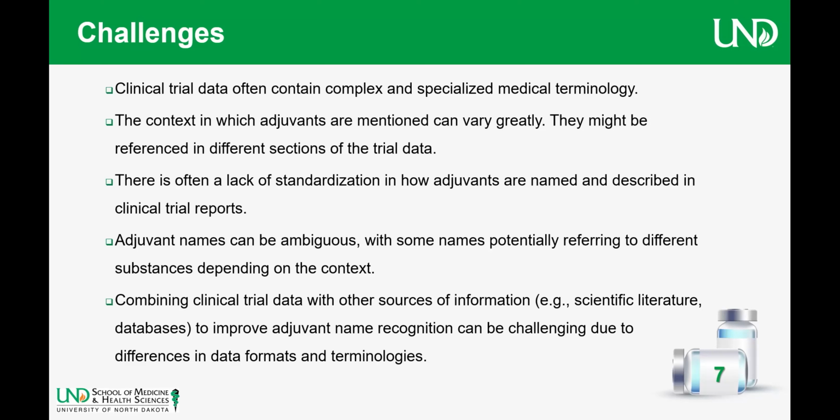Besides, there is often a lack of standardization in how adjuvants are named and described in clinical reports. Adjuvant names can be ambiguous, with some names potentially referring to different substances depending on the context. And combining clinical trial data with other sources of information, for example, scientific literature databases, to improve adjuvant name recognition can be challenging due to differences in data formats and terminologies.